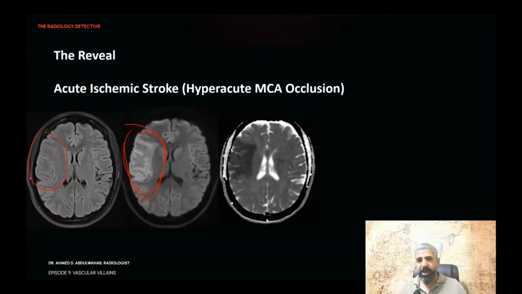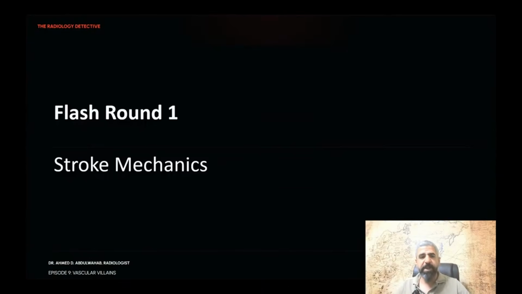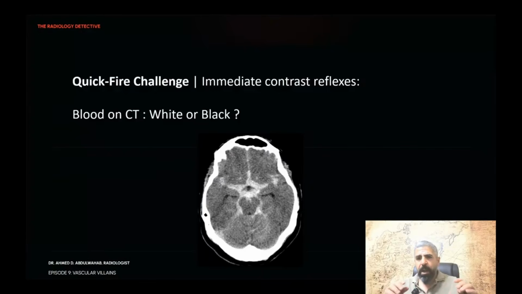Are you ready for flash round number 1? Flash round number 1, it's called the stroke mechanics. Ischemia versus hemorrhage. On a non-contrast CT, blood appears bright or dark? Blood appears bright white on non-contrast CT.